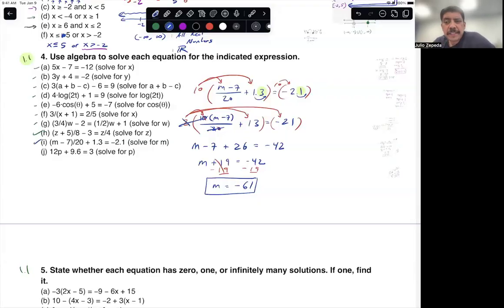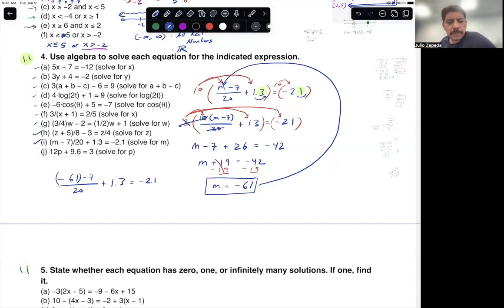We could check each of these answers if we really want to. Let's check this one. Why not? So we're saying that we've solved for the variable m. To solve means to find the solution, and a solution is a number that can be plugged into the original equation to get a true statement. So if we plug in the negative 61 for m in the original equation, this should be a true statement.